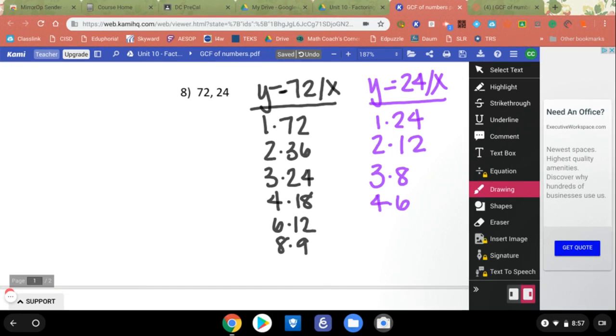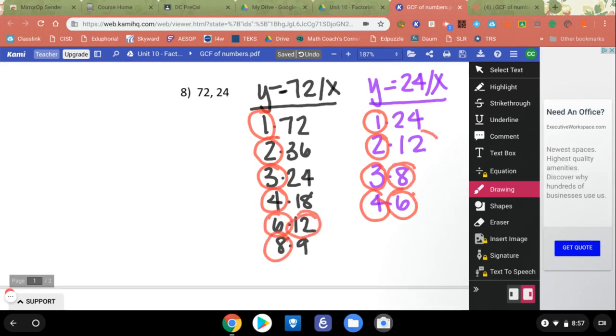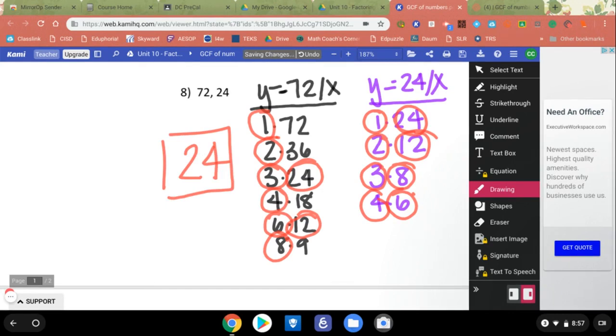And again, I'm looking for what they have in common. What shows up in both of them. So let's see. They both have a 1. They both have a 2. They both have a 3. They both have a 4. They both have a 6. They both have an 8. They both have a 12. They both have a 24. So they had a lot of things in common. But looking at all these things they had in common, which number was the biggest? It's 24. So 24 is my greatest common factor.